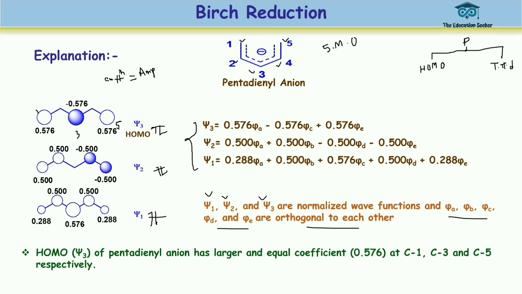So if carbon 3 undergoes protonation, it will give 1,4 addition product, and if carbon 1 or carbon 5 undergoes protonation, it will generate 1,2 addition product. So if we consider the highest occupied molecular orbital for protonation, then 1,4 addition product and 1,2 addition product are likely to be formed in equal amount. So by considering only HOMO, we can't conclude which particular addition is going to be more preferred, right?